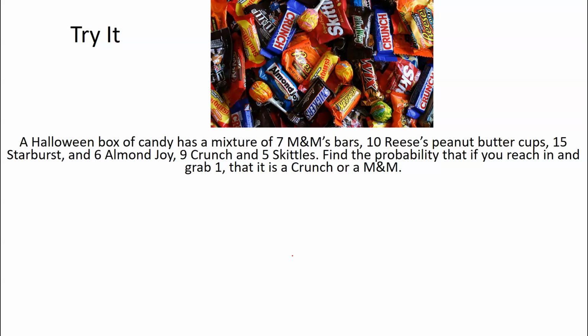Here's another one. I would like you to try it. There's a Halloween box of candy that has 7 little bags of M&Ms, 10 Reese's peanut butter cups, 15 Starburst, 16 Almond Joy. Nobody likes those. 9 Crunch, 5 bags of Skittles, we'll put it that way. Find the probability that if you reach in and grab one, it's a Crunch bar, or that it's a bag of M&Ms. Those little bags of M&Ms like right there. So why don't you pause this and give it a try.